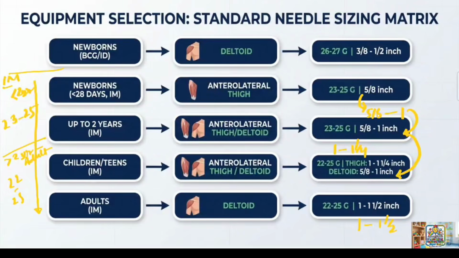And now for subcutaneous, all ages, all sites, a 23 to 26 gauge needle, like the IM needle, but here the length is shorter, up to 3/4 inch.